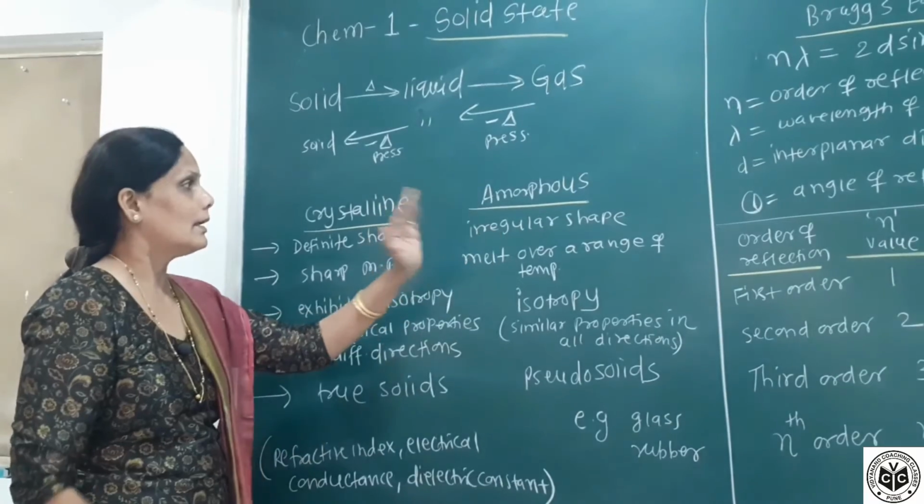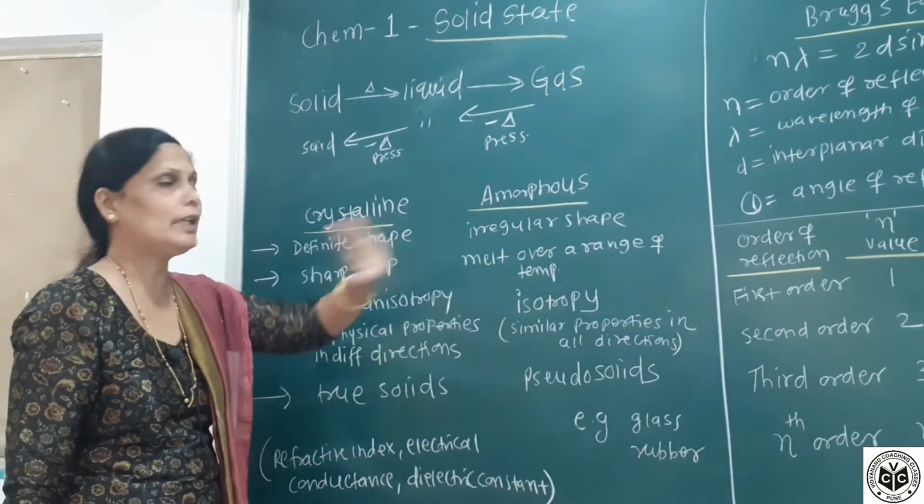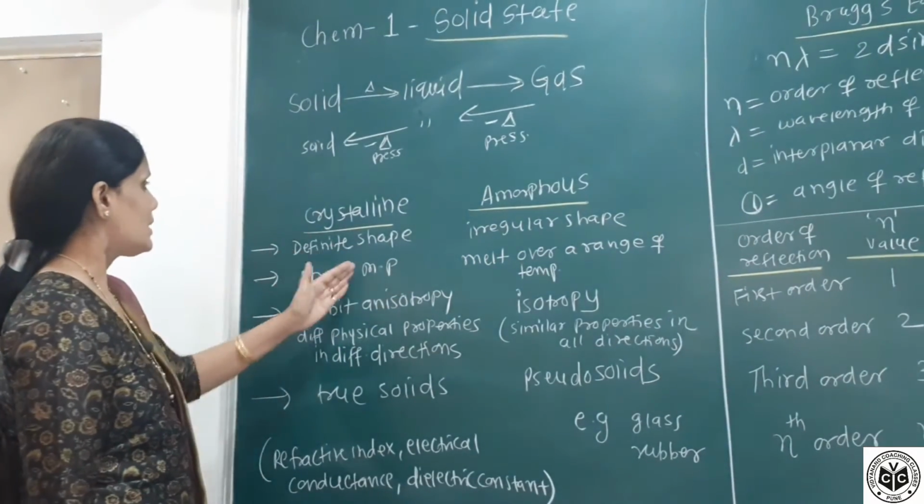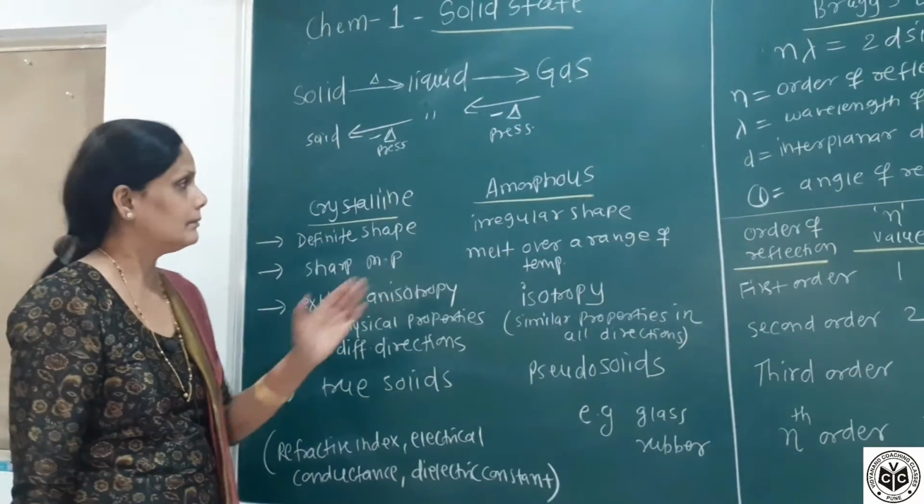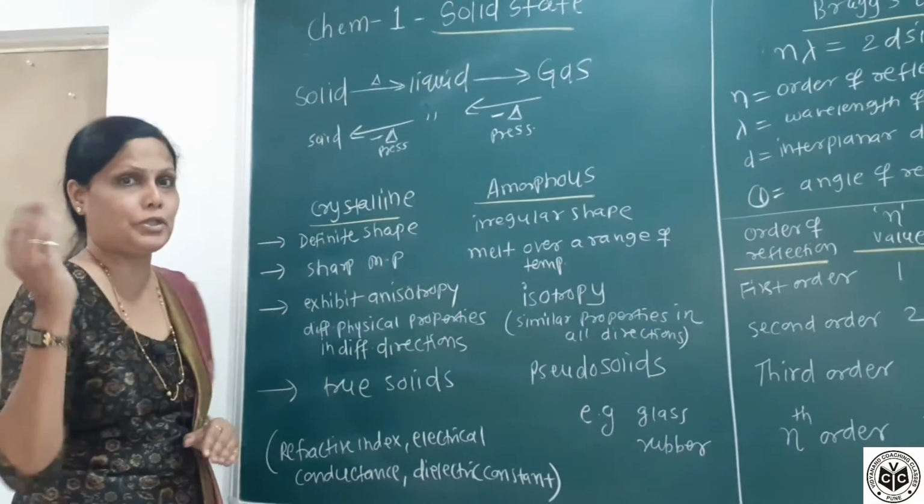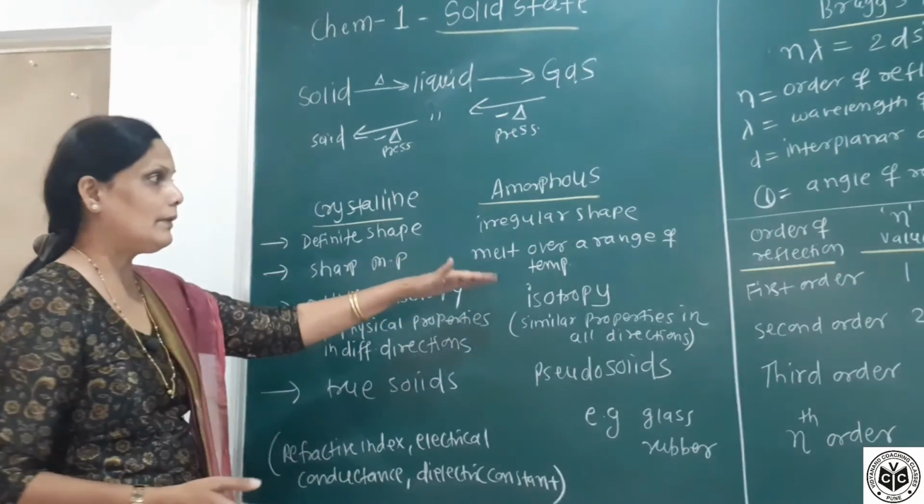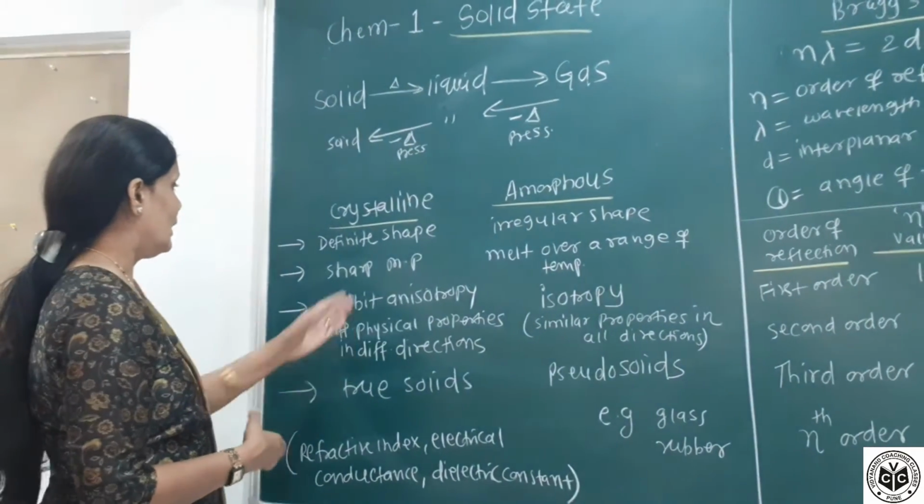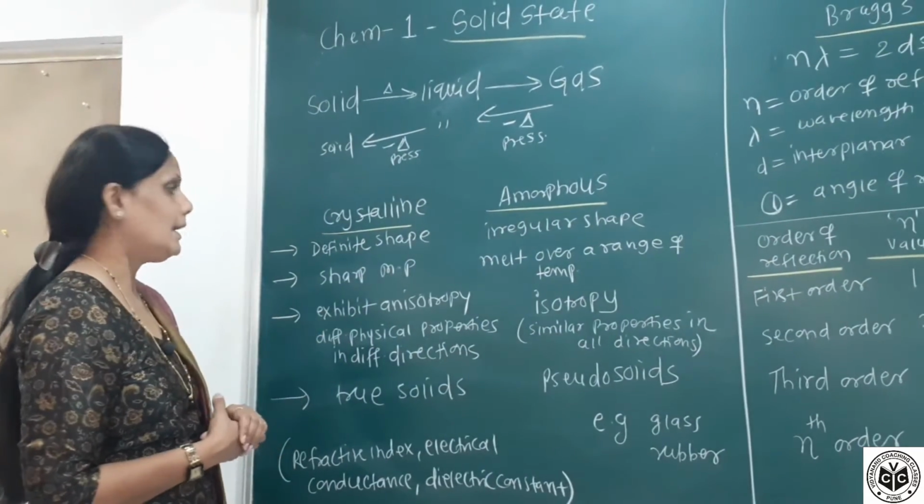In amorphous solids the range of regularity is very small, and the pattern is irregular. Crystalline solids possess a sharp melting point. Amorphous solids melt over a range of temperature because uneven distribution of heat takes place. Crystalline solids exhibit anisotropy.